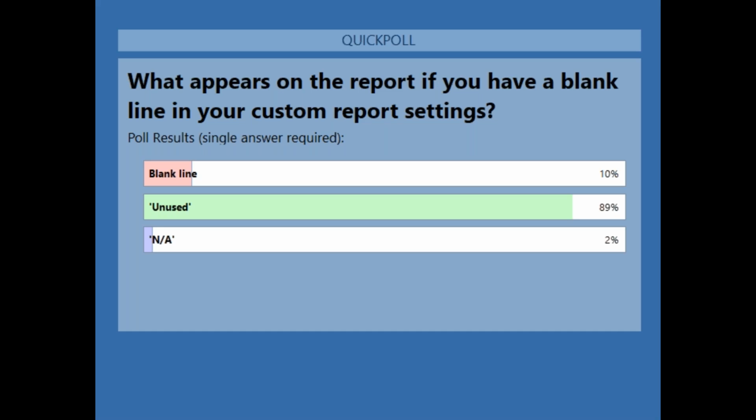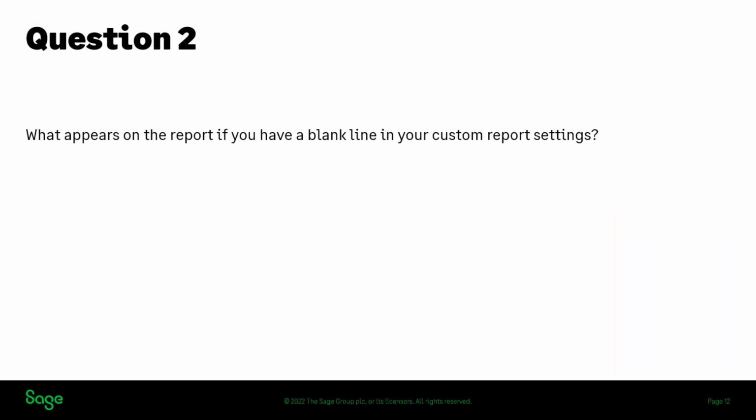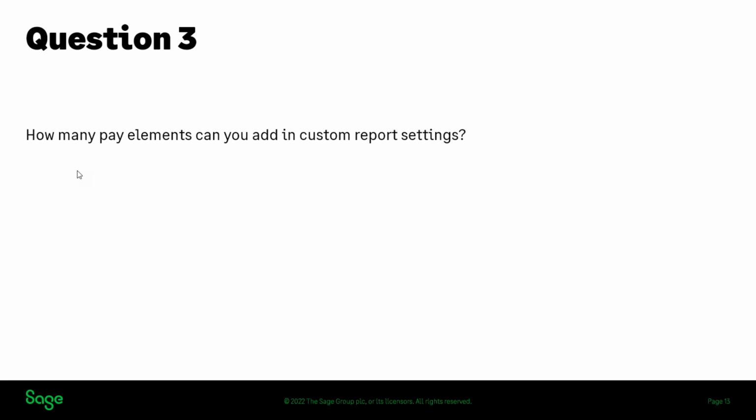So easier question, this one. It's also rather fresh because we have just gone through it. The correct answer is unused. So 89% got that one right. It says unused on the report for any blank lines that you've added in that setting. Okay, so let's again move swiftly on to question number 3.